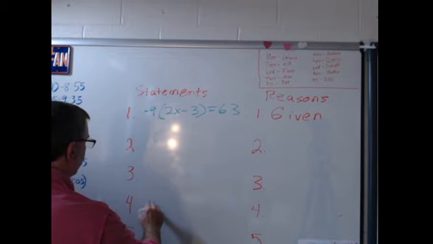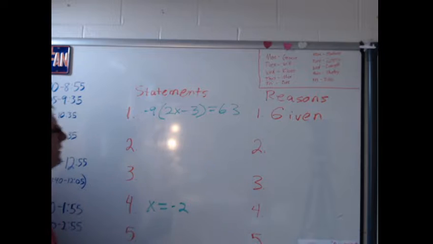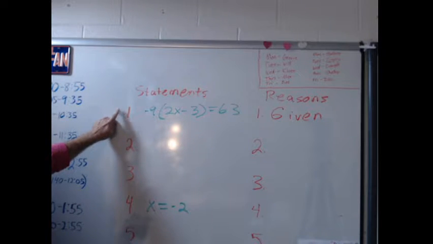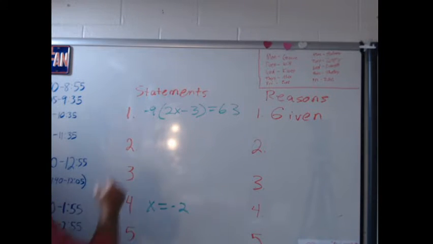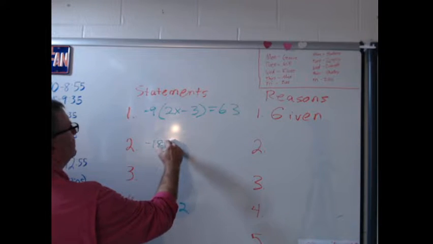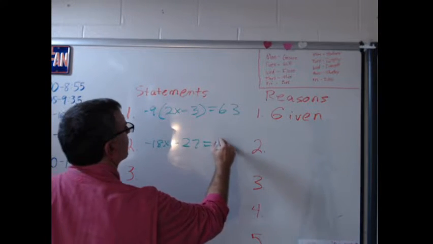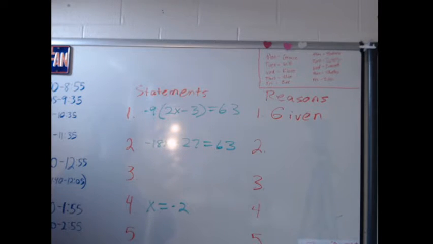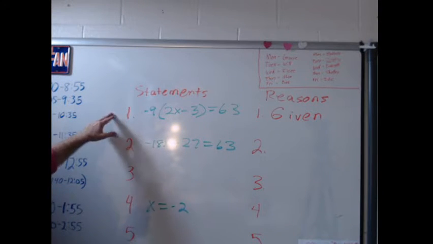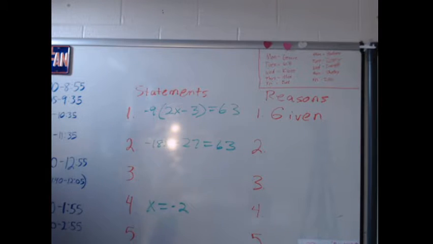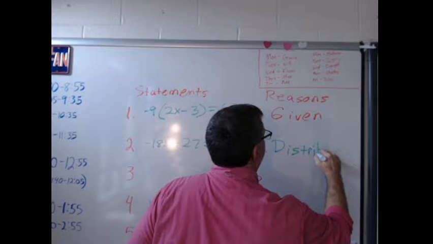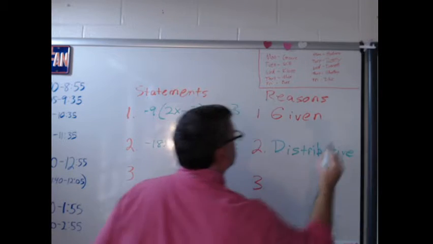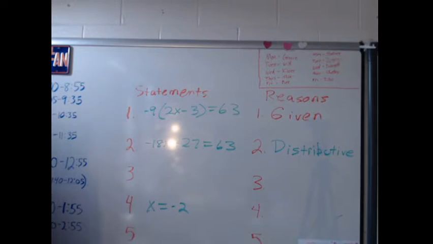And how many steps is it? 4. Okay? So, whenever you're doing this, you automatically know what is given is here. What I have to prove is here. That's where it goes. All right? So now, to go from step 1 to step 2, what did I do to go from here to here? Distribution. Yeah, so I used the distributive property.